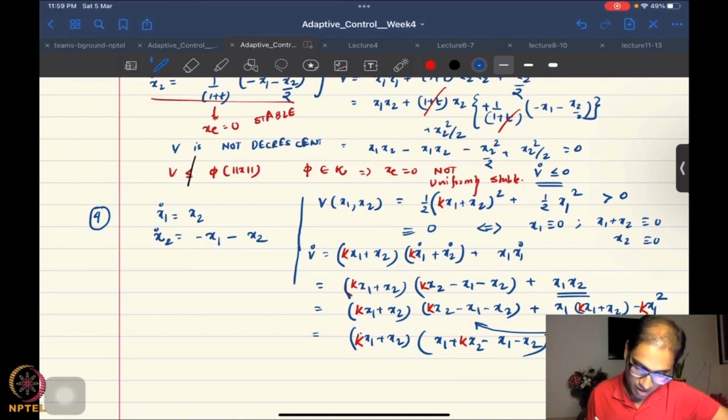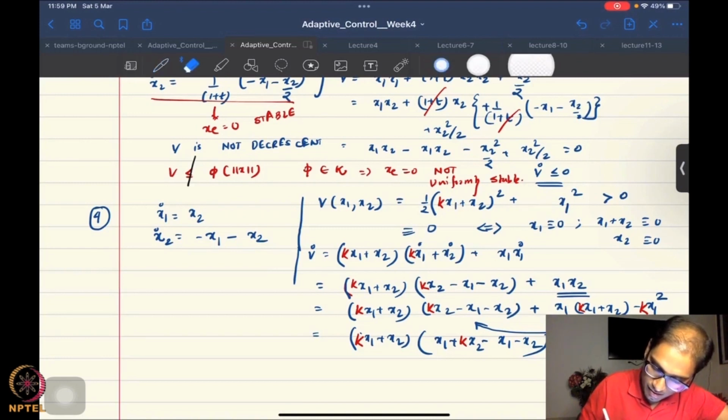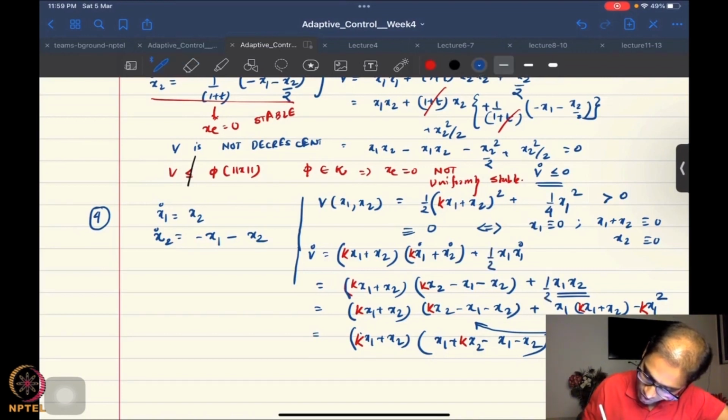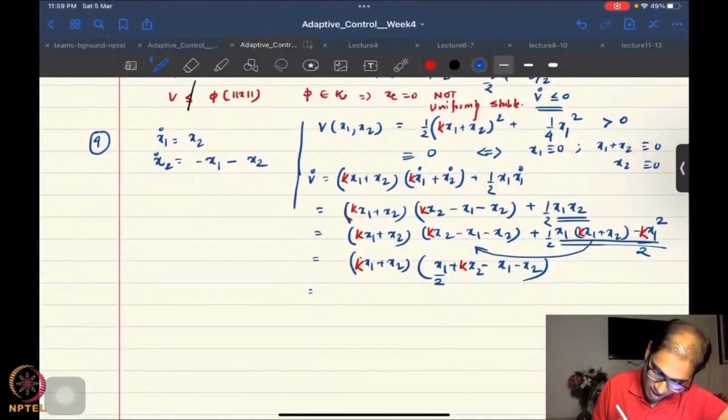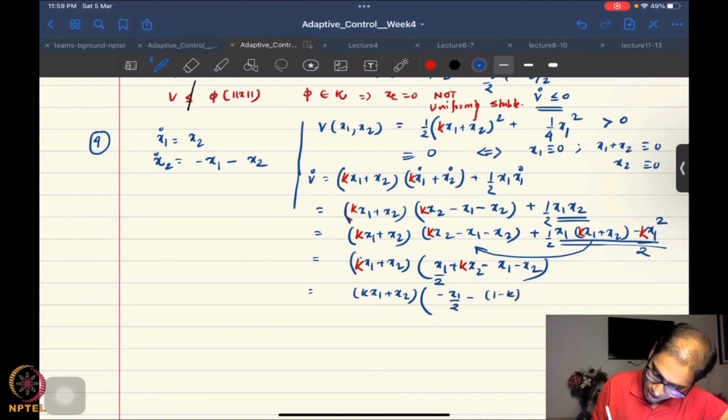So suppose I make it, I apologize, say 1 by 4. So this becomes 1 by 2. This becomes 1 by 2. This becomes 1 by 2, and this becomes divided by 2. So this also becomes divided by 2. So what I get here is kx1 plus x2 times minus x1 by 2 minus 1 minus k x2.